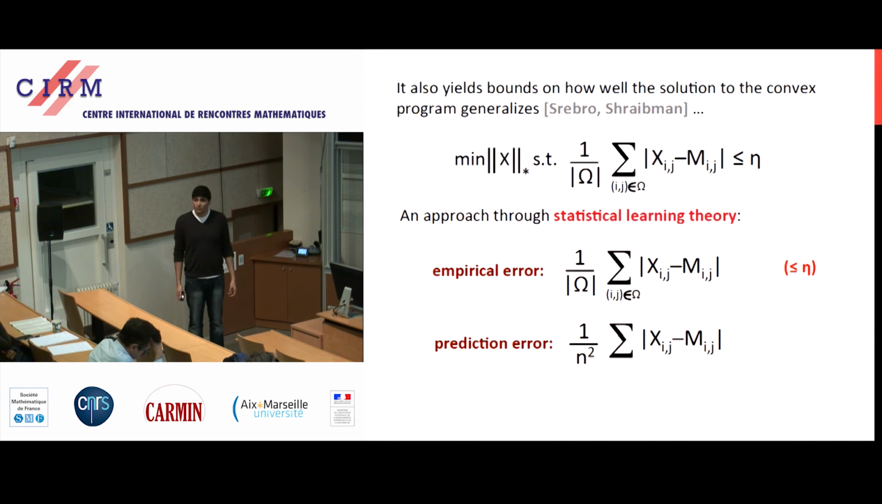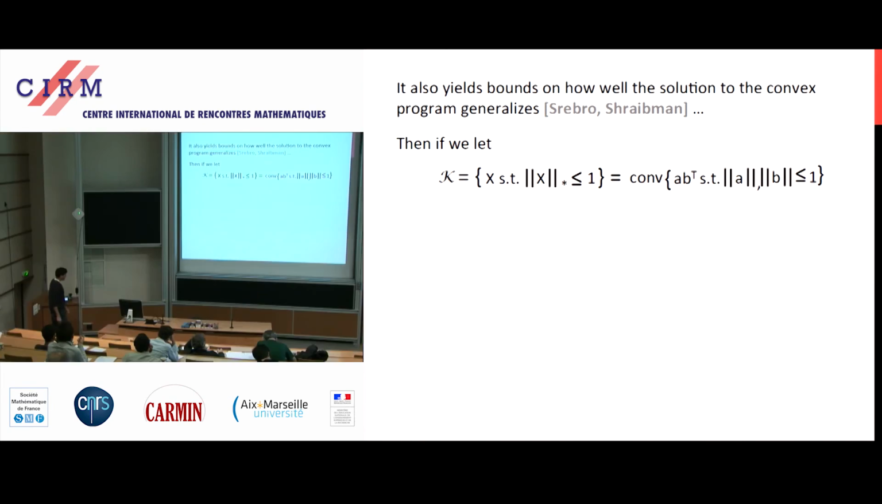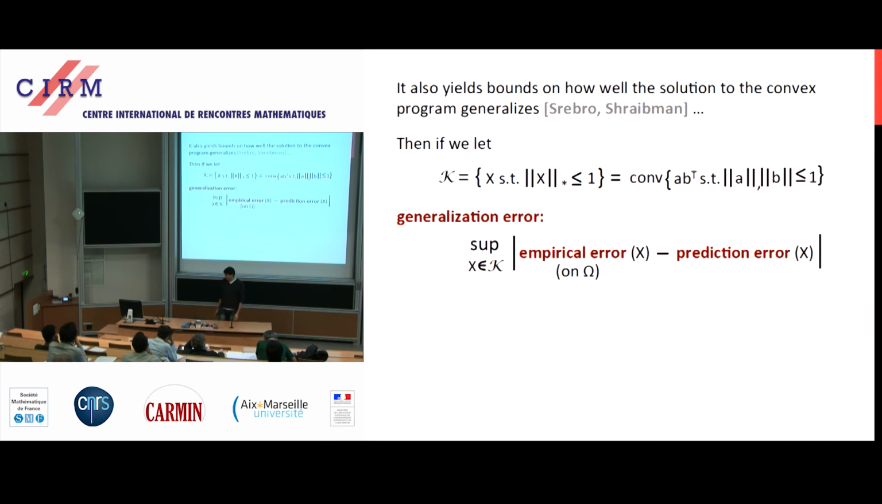But you don't really care about empirical error. What you care about is the true error. You care about, in all of the entries, what's your average error? And what you care about is how much does having a good bound on the empirical error translate into a reasonable bound on the prediction error. That's actually a property of the norm. So imagine this convex program outputs a norm 1 solution. So it has nuclear norm at most 1.